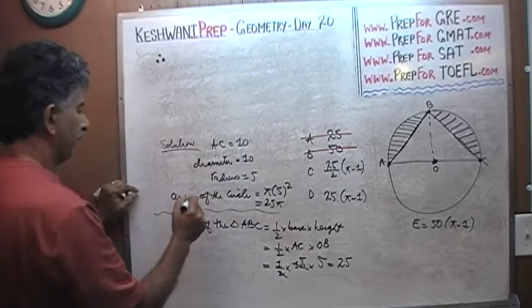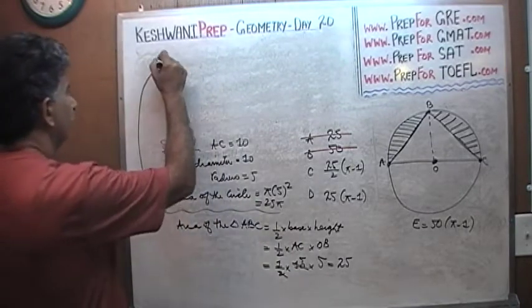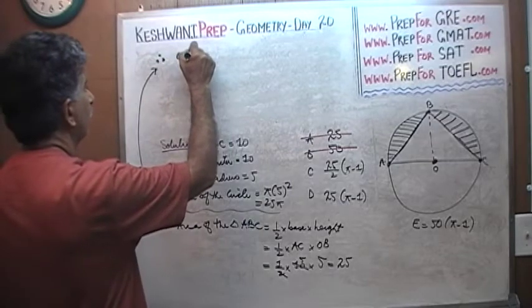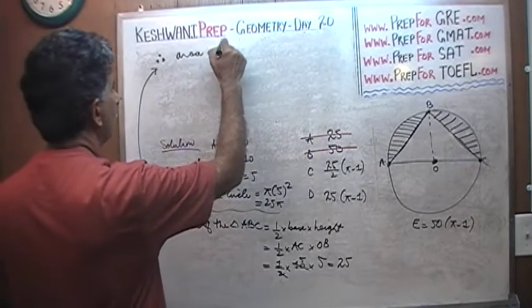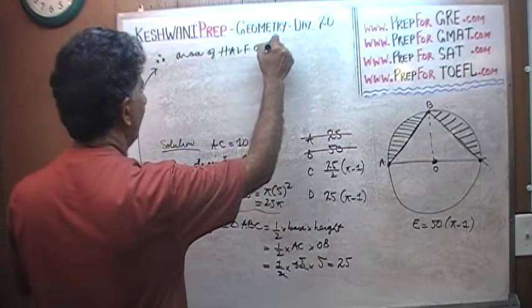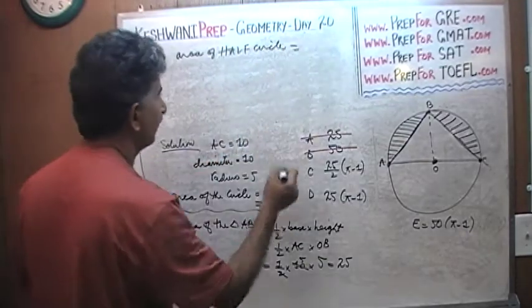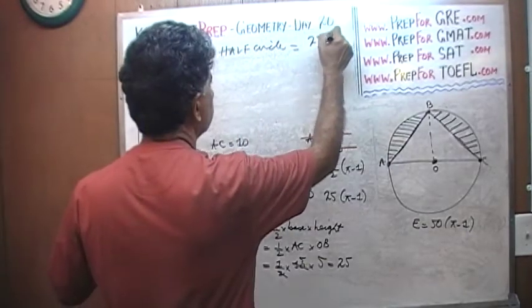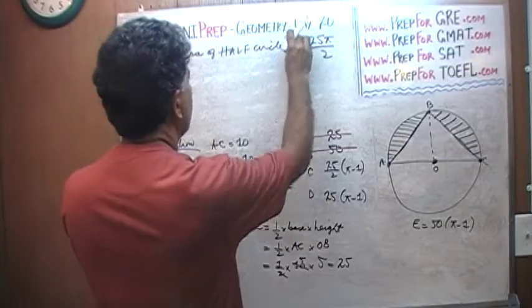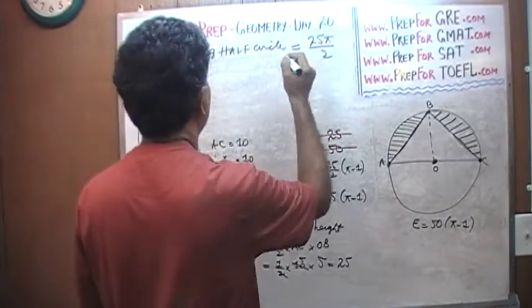Therefore, I'm picking it up from here. Therefore, the area of half the circle would be 25 pi over 2. Half the circle.